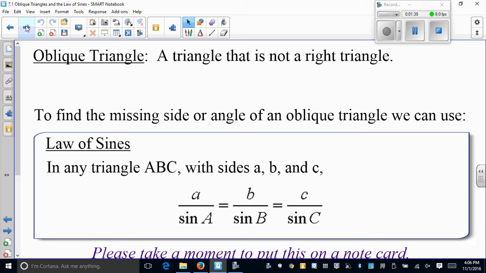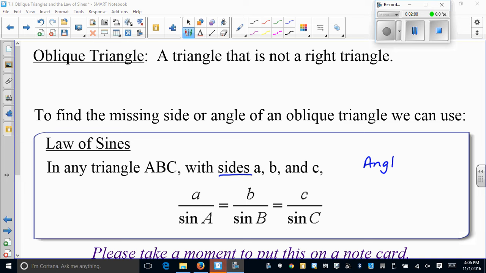This is on the cards. So this is if you're looking for a side. If you're looking for an angle, you'll just flip it over: sine of A over little a must at the same time equal sine of B over little b, and so forth. Now this is only to make the algebra easier when you're doing the math. That's the only purpose of those.